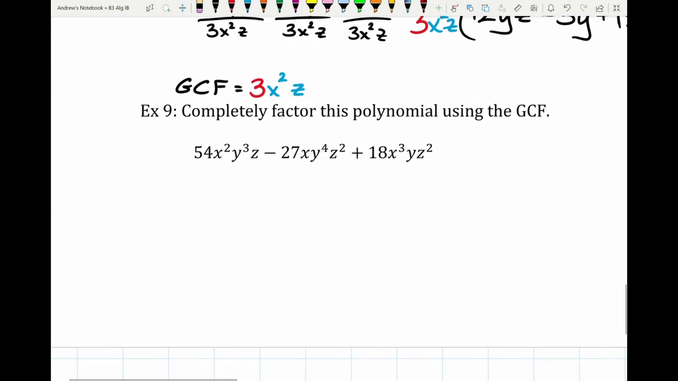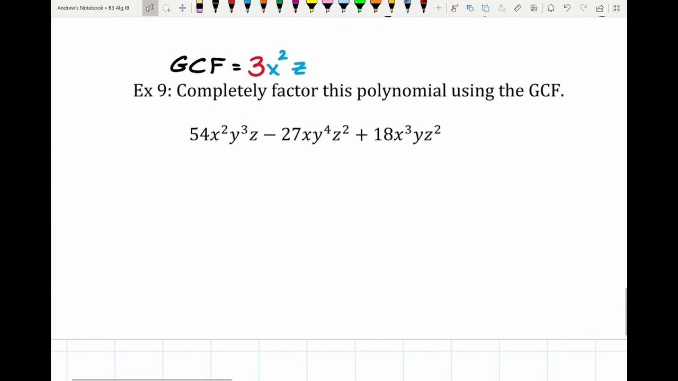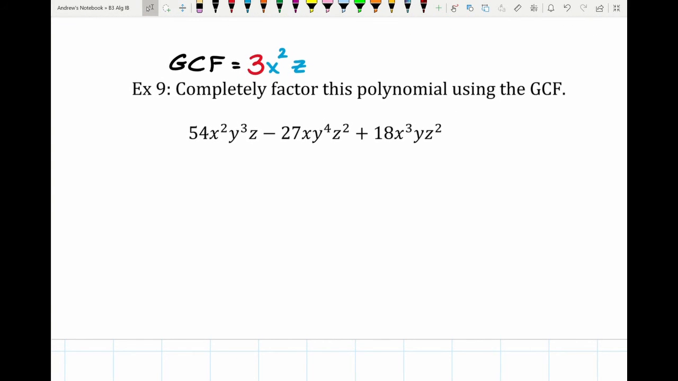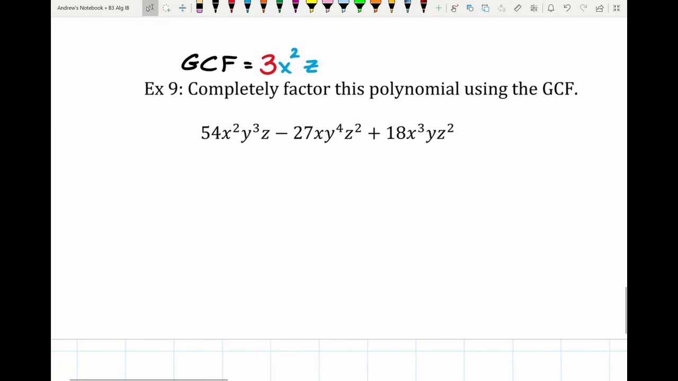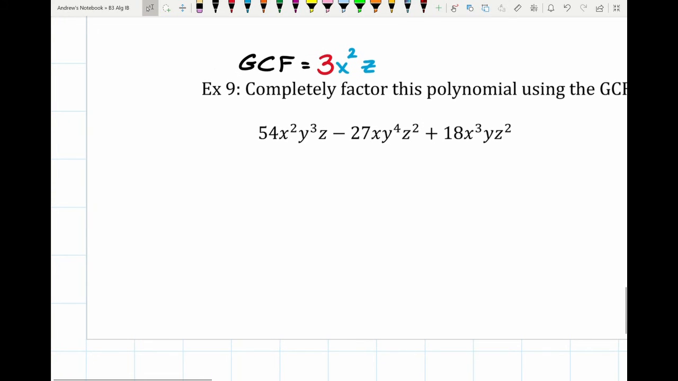There's the last one. All right? So if you haven't really paused and tried any of these on your own yet, try and pause on this one. It is quite a bit going on, right? But I believe in you. You can do it. All right? So 54, 27, and 18.